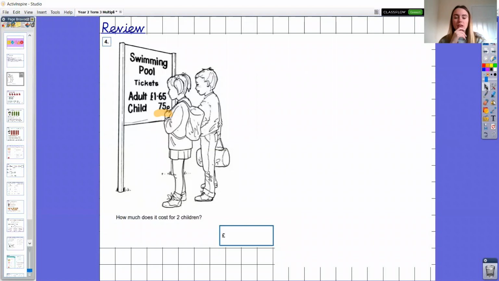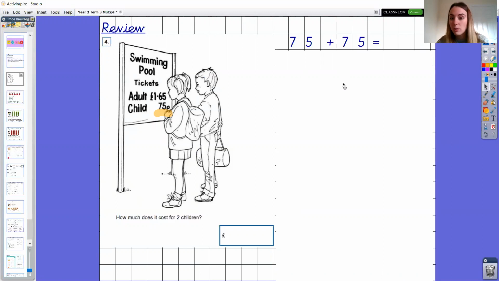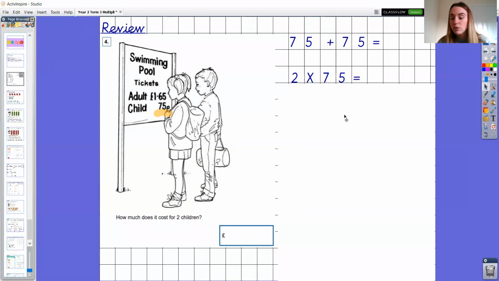Okay, so let's have a think. How are we going to either add, we could use repeat addition here, or we could use multiplication to find 2 lots of. So what would both of those number sentences look like? Well done. So we could have repeated addition showing 2 lots of 75. So 75 and 75, or we could use the multiplication sentence of 2 times 75.